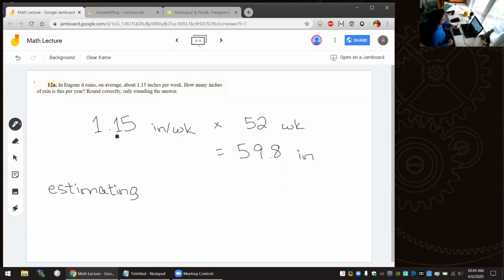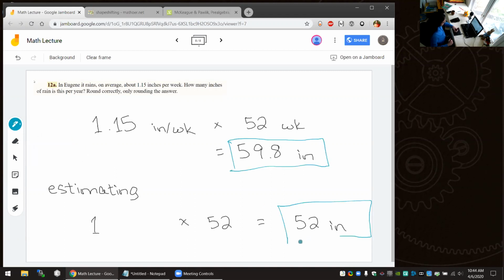I can say 1.15 is about 1. And if I do 1 times 52, then I only get 52 inches. So I have different answers. Rounding in the beginning changes things. Not a surprise there. If I do math with different numbers, I get different answers.